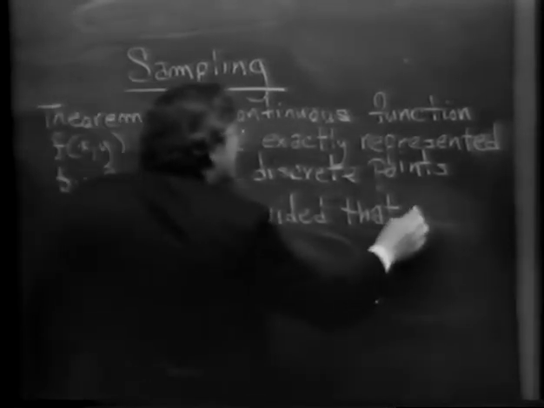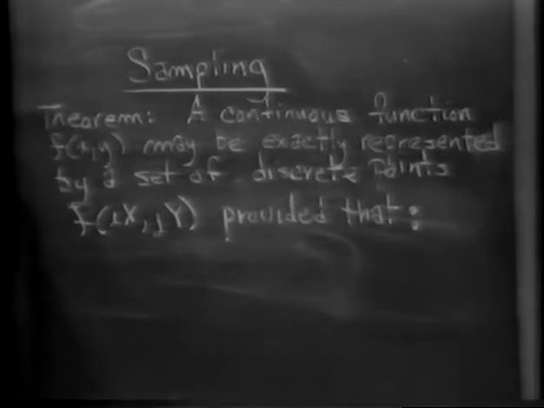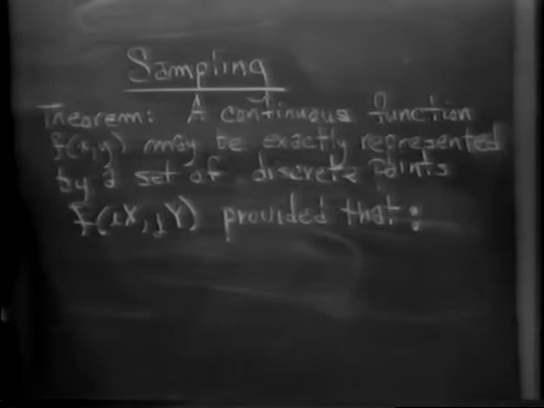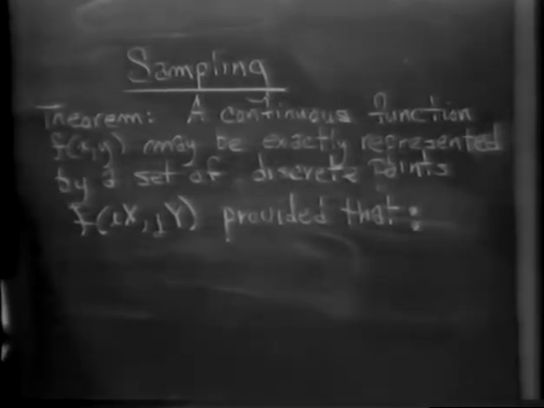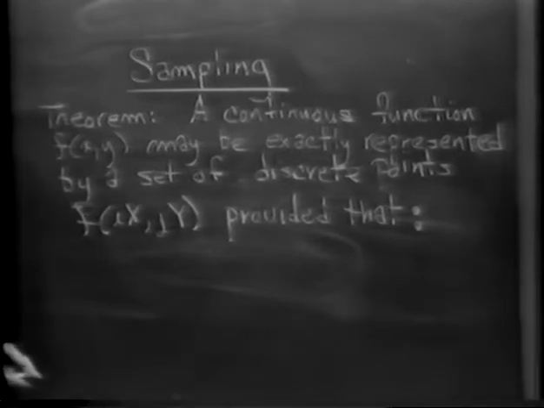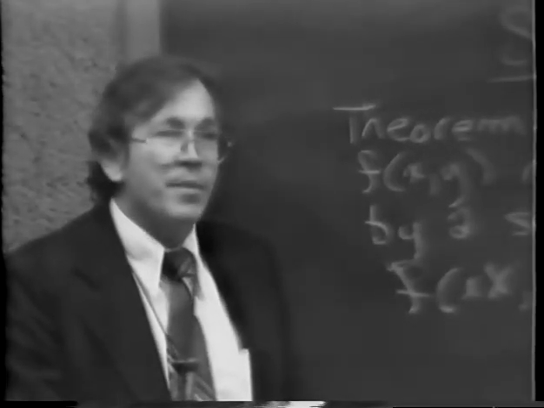Okay, what would be the conditions on the sampling theorem? Here I'm assuming that you've probably seen the sampling theorem in one-dimensional signal processing before. What are the conditions that would make it true? Okay, first let's look at the condition on the type of continuous functions that could be represented by the set of discrete points. Only the class of band-limited functions would satisfy this particular theorem.